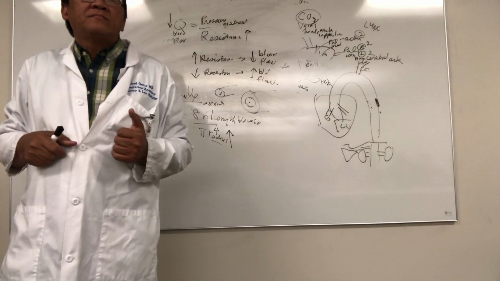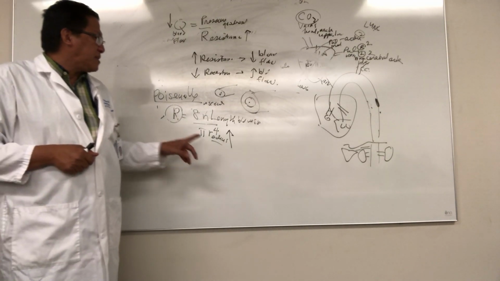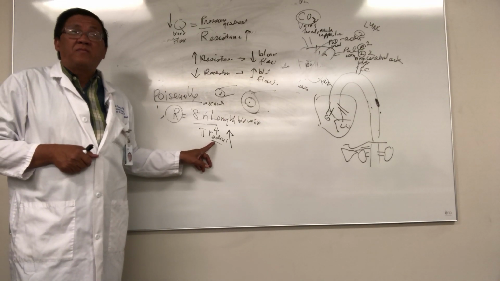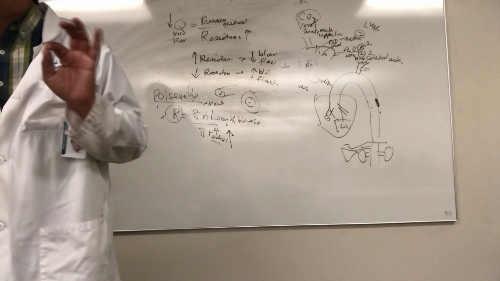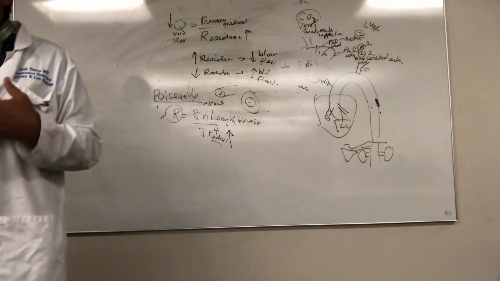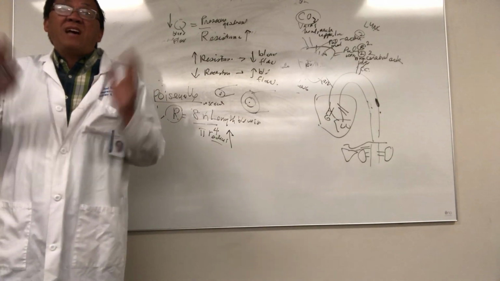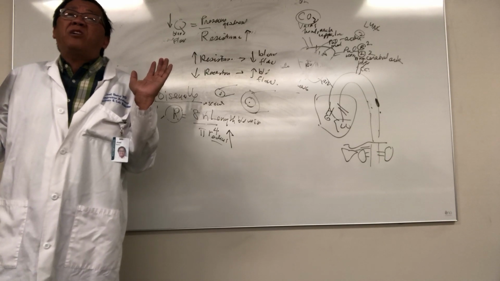Higher. So which one is the most important determining factor for regulating resistance? A change in the radius. The most important factor that we can regulate. Example, a patient with high blood pressure, what do I give?